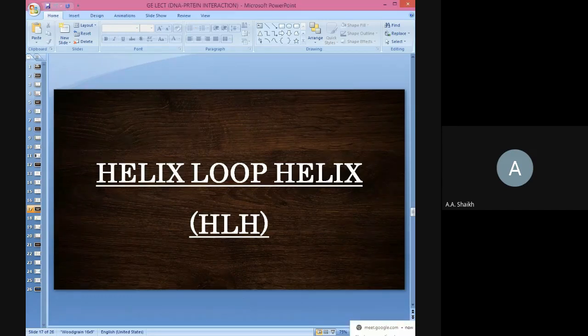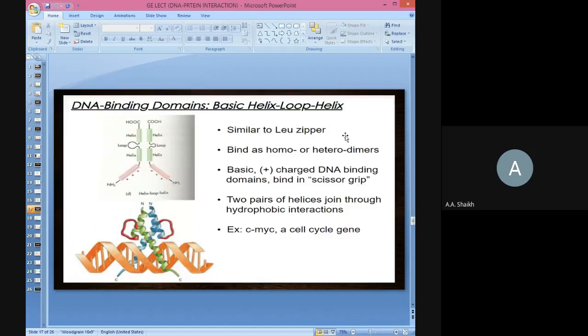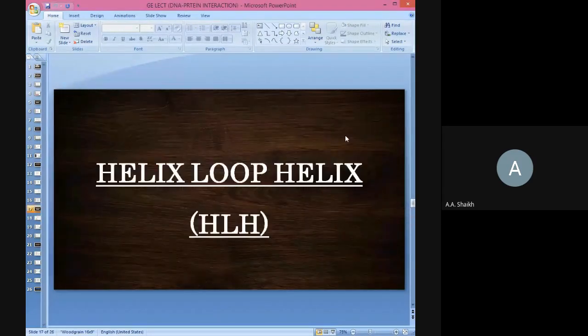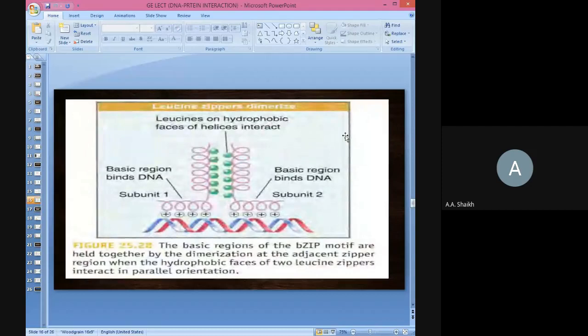Okay, so the next motif, or the next structure which we need to study, is the helix loop helix. How the helix loop helix is designed and what the different features related to it are, that we will see. Firstly, this helix loop helix is totally similar to your leucine zipper, but the difference here is that the leucine zipper does not showcase any sort of looping or any sort of turns in its entire structure.